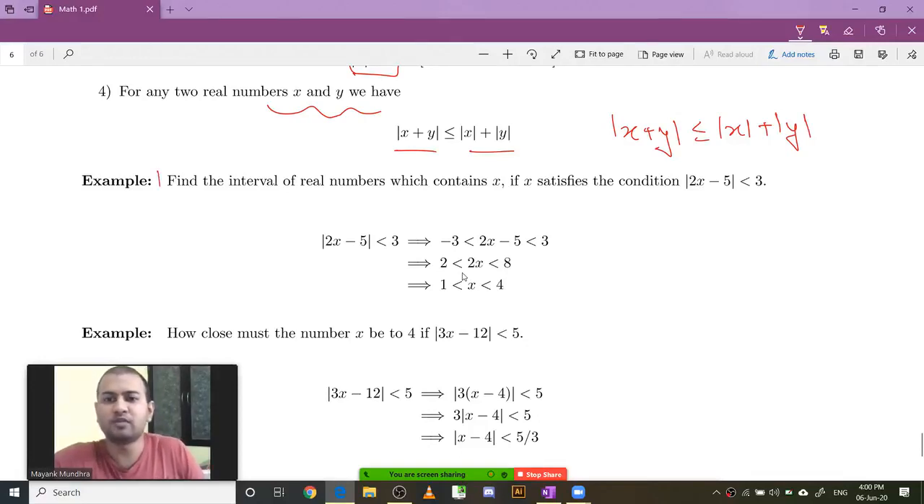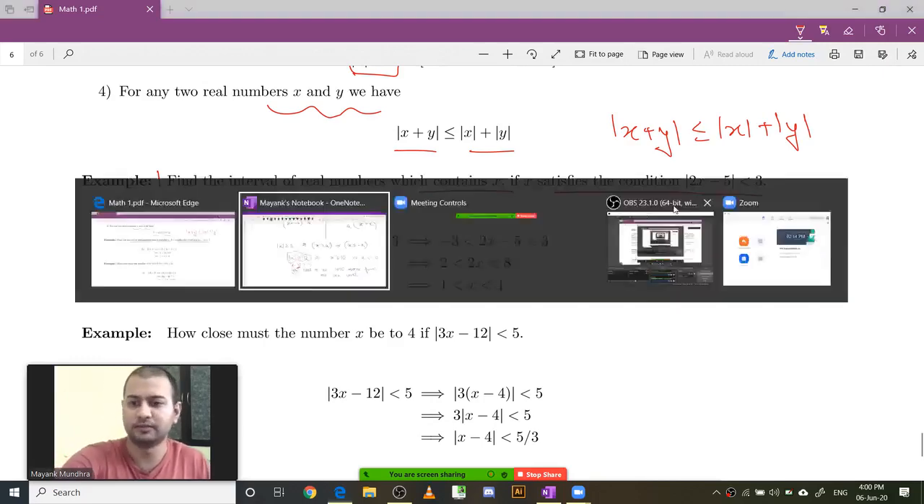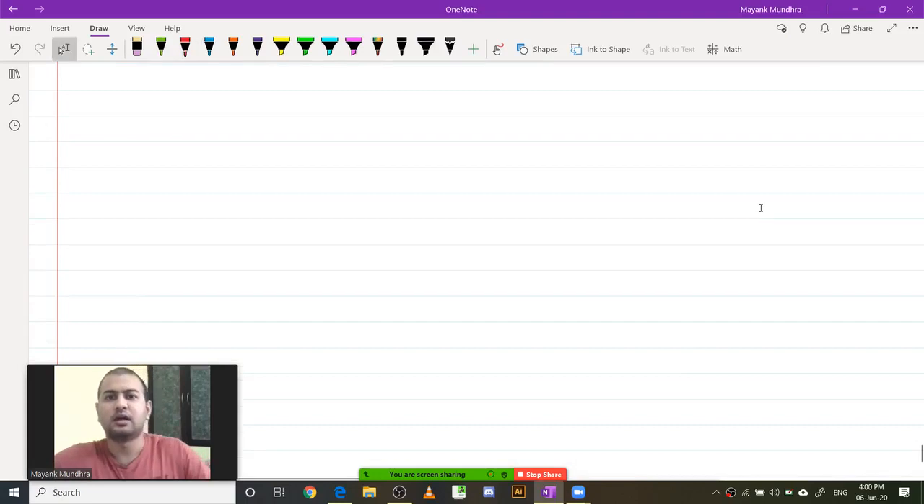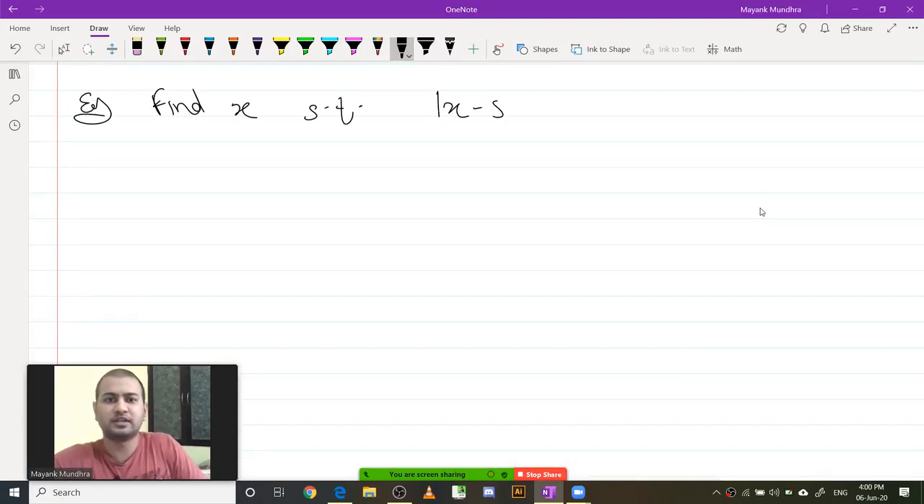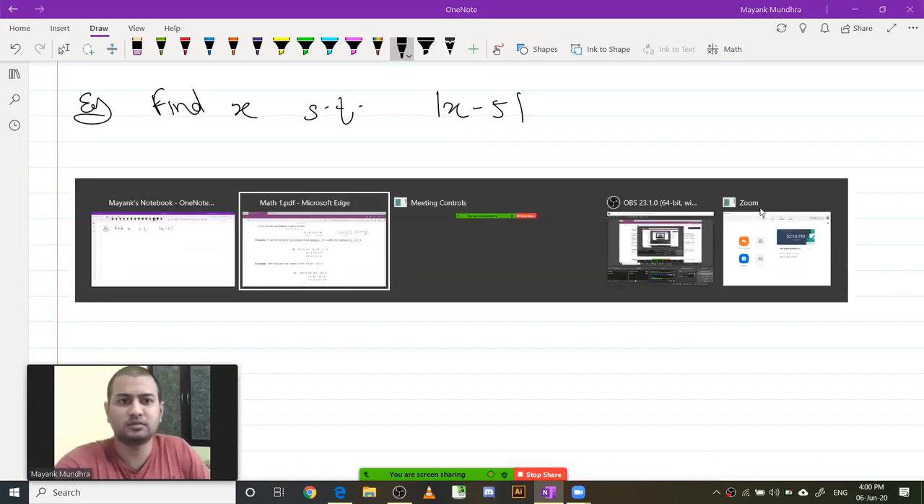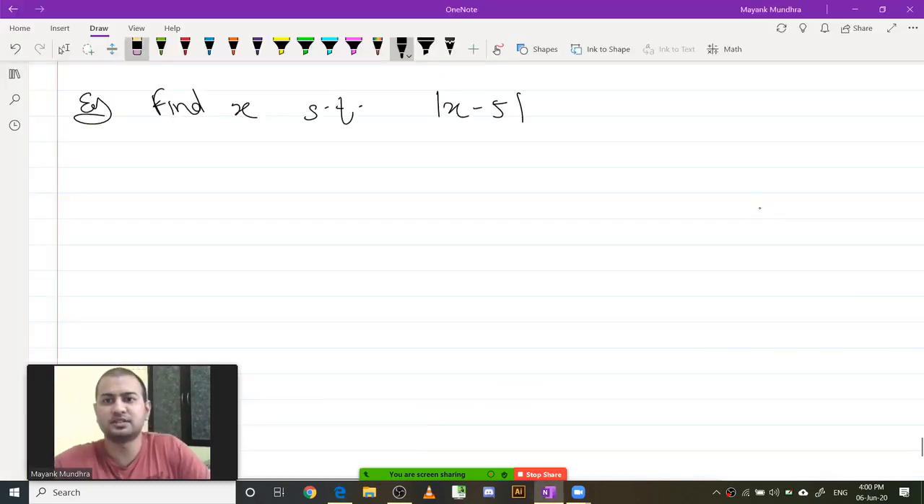So example 1 from modulus functions is: find the interval of real numbers which contains x if x satisfies the condition mod of 2x minus pi is less than 3.